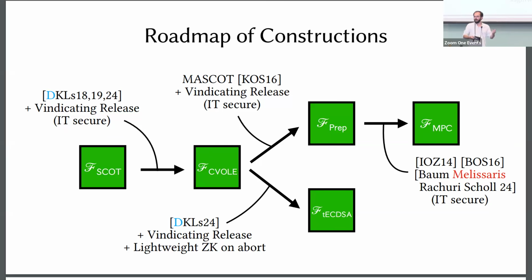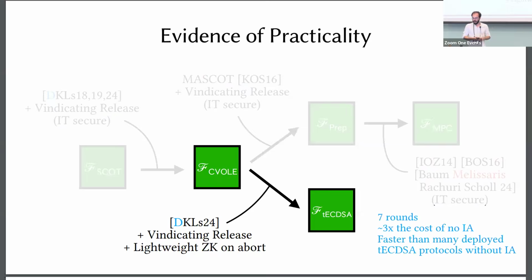Again, we add some intermediate protocol state release and a little bit of lightweight zero knowledge that we need for a technical reason. And the result is something with 7 rounds. It's about 3 times the cost without identifiable abort. And that means that it's actually faster than many deployed threshold ECDSA protocols that don't have identifiable abort. And I hope that this is some kind of evidence that these techniques, at least in some contexts, are reasonably practical.